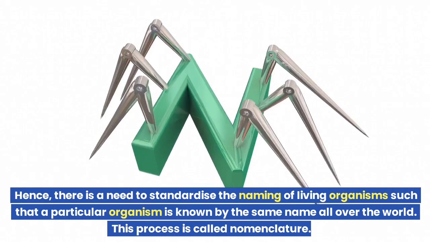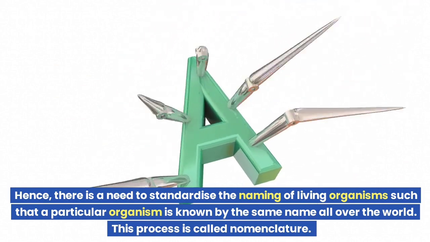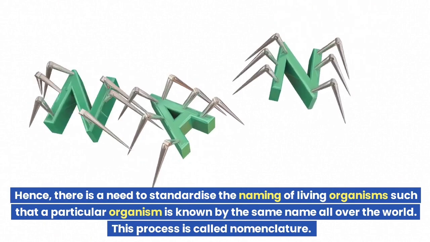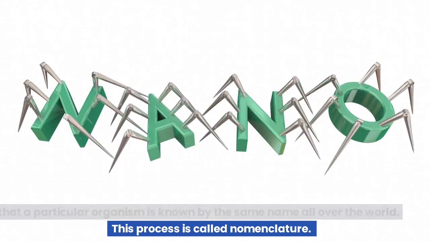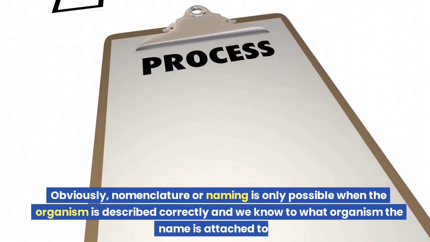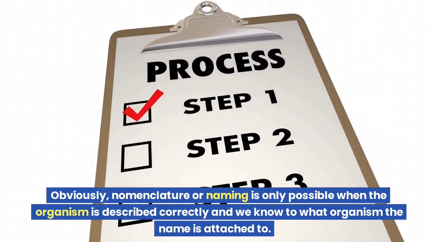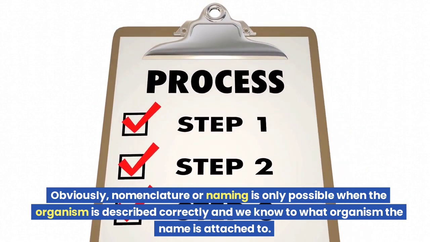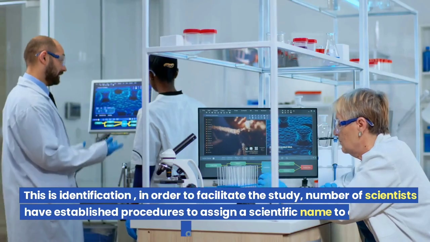Hence, there is a need to standardize the naming of living organisms such that a particular organism is known by the same name all over the world. This process is called nomenclature. Obviously, nomenclature or naming is only possible when the organism is described correctly and we know to what organism the name is attached to. This is identification.